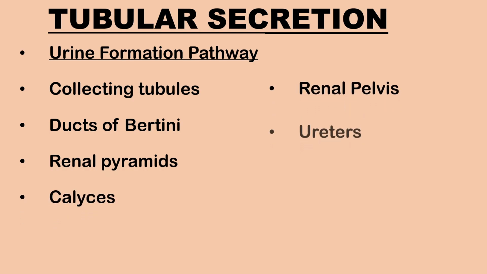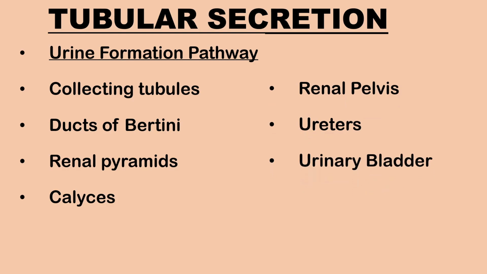The urine formed in the nephron follows the following pathway. The collecting tubules of the nephron carry the urine to the ducts of Bellini, from where it travels through the renal pyramids, calyces, renal pelvis, and reaches the ureters. The urine is then temporarily stored in the urinary bladder. The sphincter muscles present in the bladder help in urination and micturition.